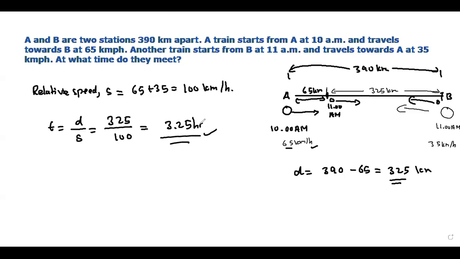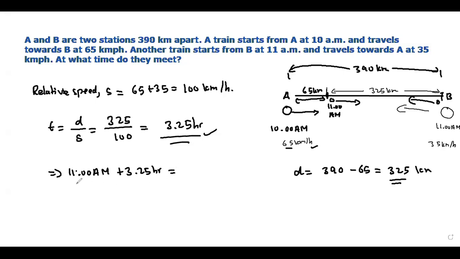Now, are you done with the answer? No, you are not done, because the question is asking at what time do they meet. Both of them started from 11 a.m. Now to meet each other, they are taking 3.25 hours, so you have to add 3.25 hours.